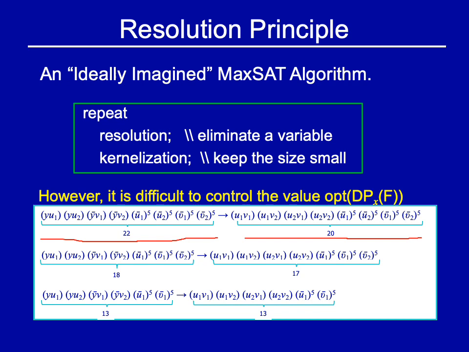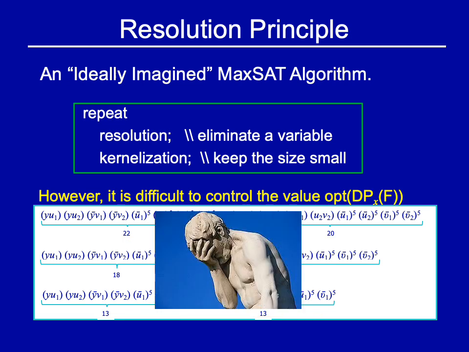On the other hand, for the second one, the resolution and the original formula, if you look at the optimal solutions, differ by only 1. And in the third one, the resolution and the original formula have the same number of satisfied clauses in the optimal solution. So this means that if you do a resolution, you do not know how to control the optimal values here. So, again, we got stuck.